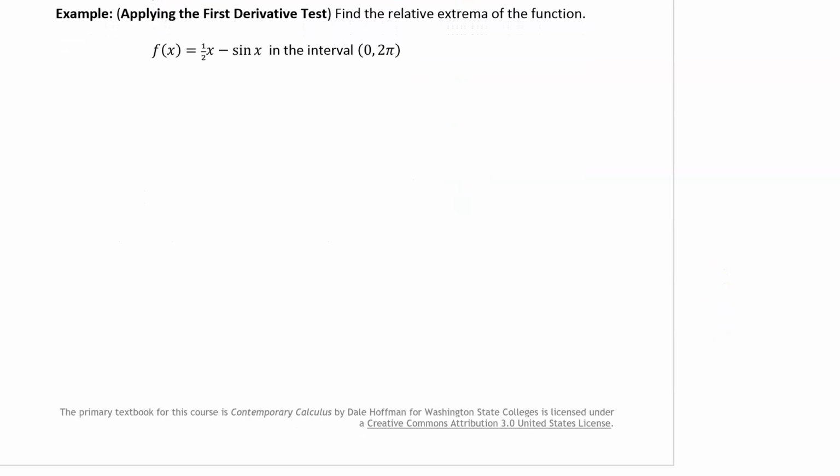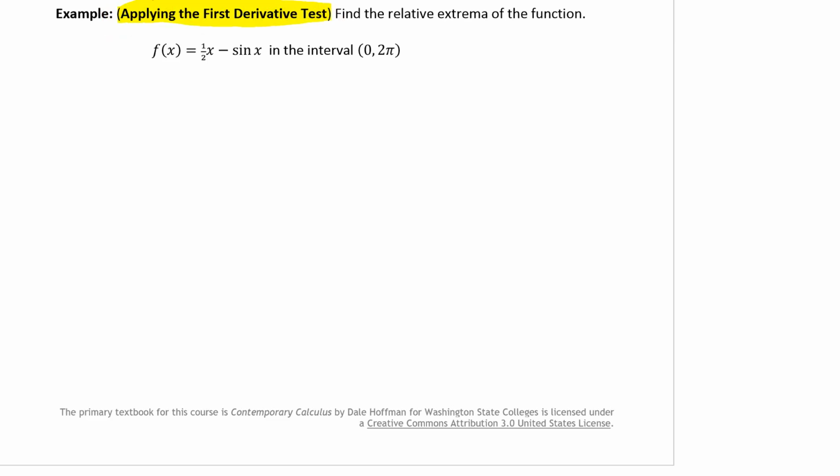Applying the first derivative test. Find the relative extrema of the function. Now for this one, it is similar to what we saw in previous sections with our sine function. It is on the interval from 0 to 2 pi, but we are not checking positionally, let's look at the values. We're reading our instructions, applying that first derivative test.